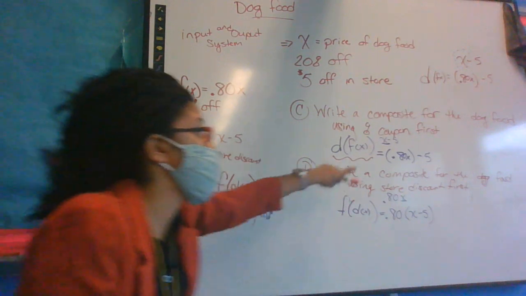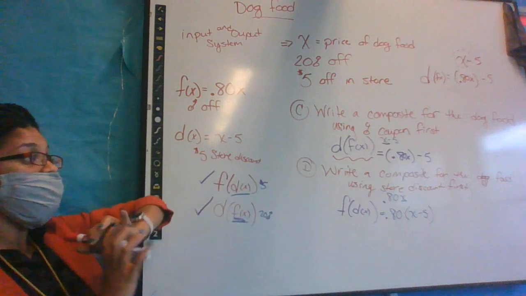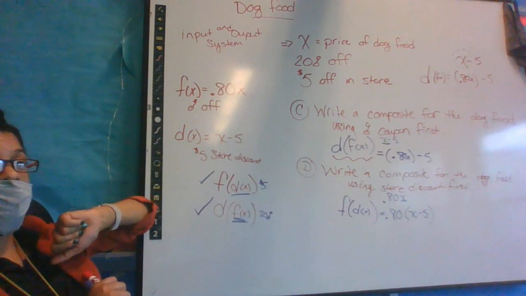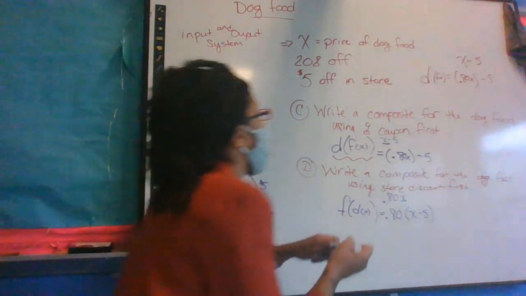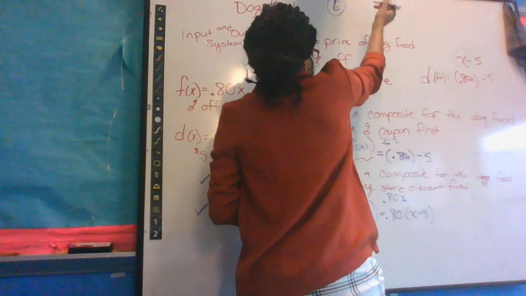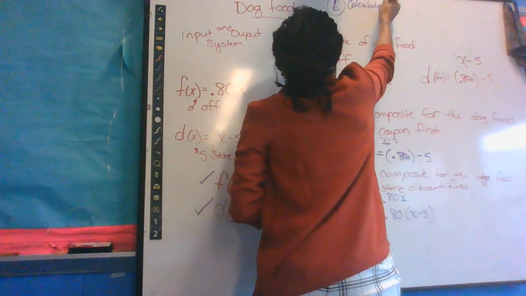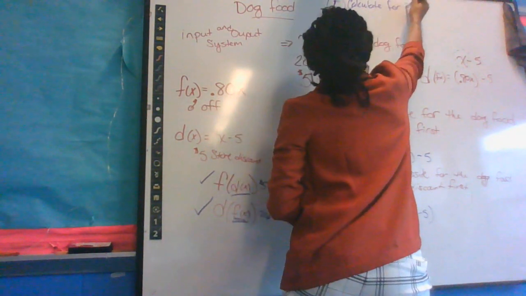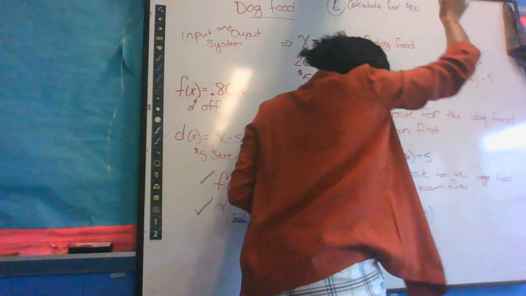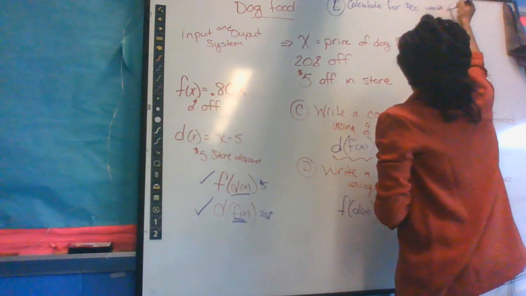What to do next after you get this? For part C, nothing. If this says just write a composite function, that's all you do. That's done. There'll be a part E that's gonna say calculate for $100 worth of dog food.